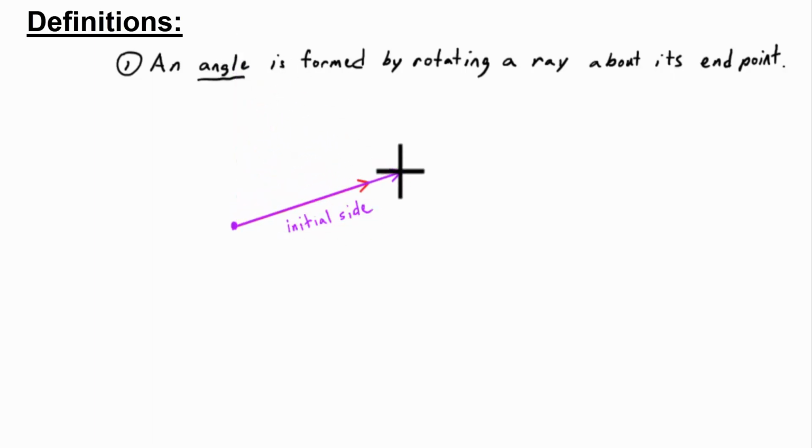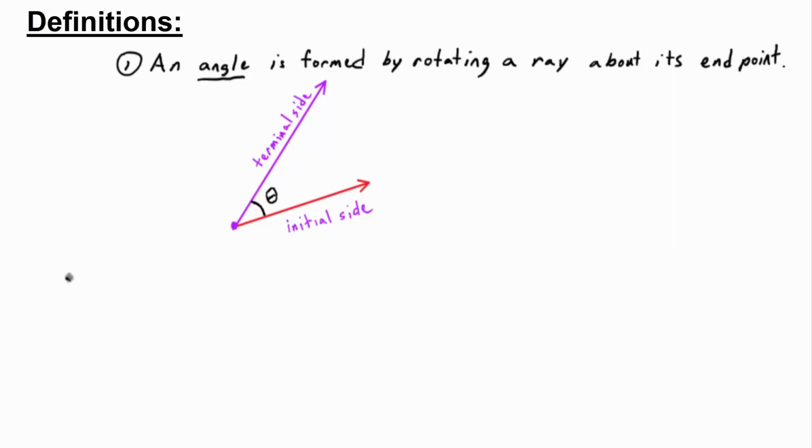Okay, so let's rotate that initial side, and wherever we stop, that ray where we stop is the terminal side. That copy of the ray is the terminal side. And then, of course, the angle that we're referring to is right here. We often use Greek symbols, and you'll see this one a lot, theta, or alpha, or beta, to represent angles. So theta is our angle here, and it would be a positive angle because of the way I created it, by rotating a copy of the initial side in a counterclockwise fashion.